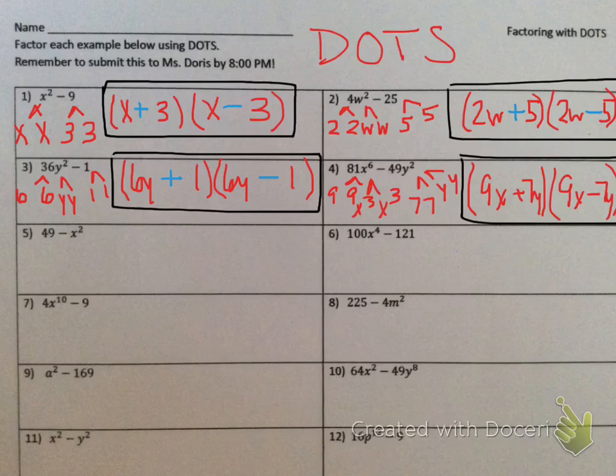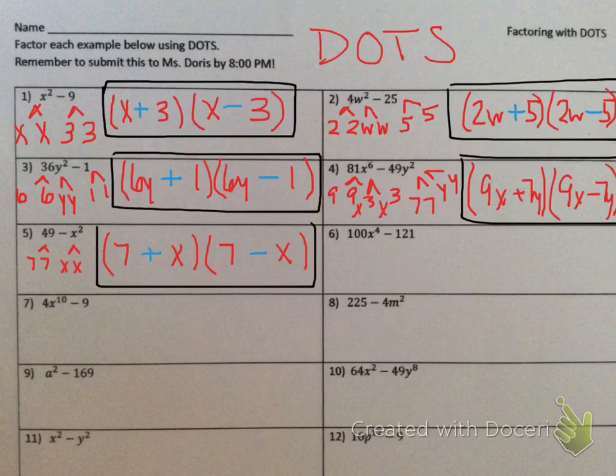Same thing with number 5, but this one looks kind of weird because the x squared comes second, and this is where you have to be careful, and order does matter. So 49 is just 7 and 7, and x squared is x and x, but because the 49 came first in my question, the 7 has to go first in my factoring. The x came second, so the x is going to take up the last spot in both of my factors, and then one gets a plus sign, and one gets a minus sign. Okay, so the order does matter here, because if you were to FOIL it back together, you wouldn't get what you started with if you switched the order.